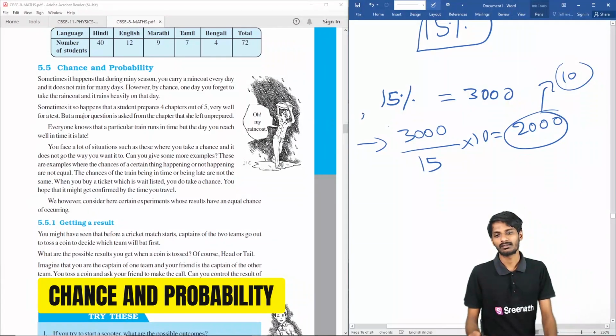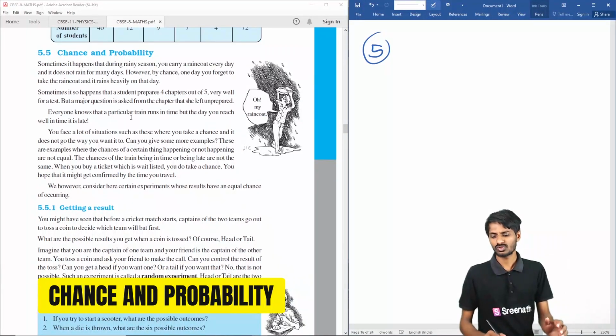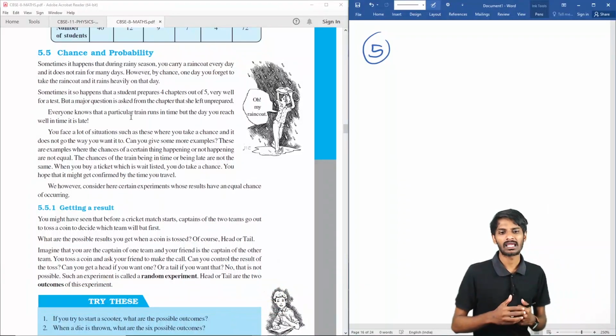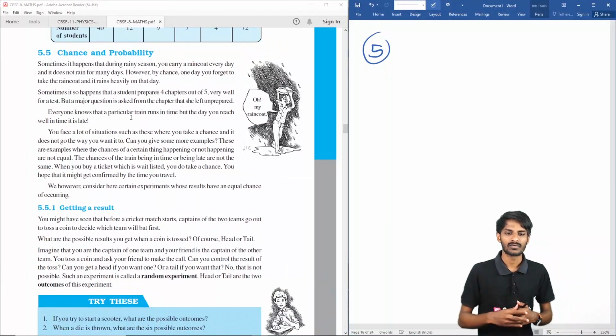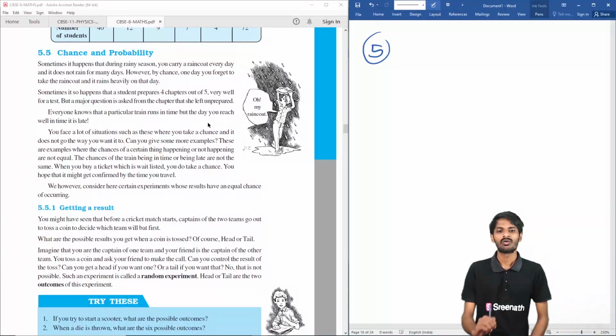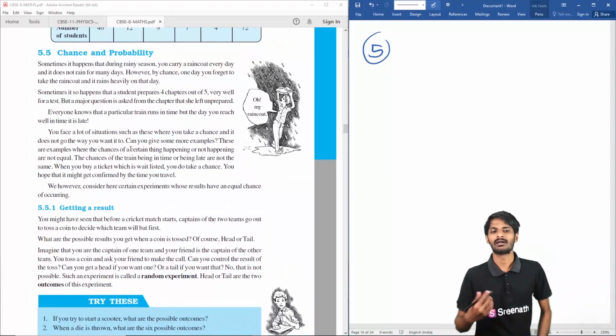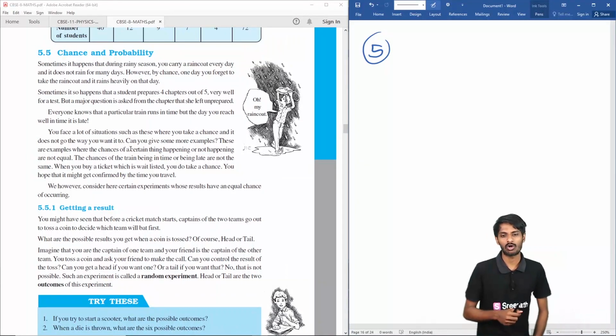Chance and probability. This is an interesting topic, students. I have already told you about the rainy season. During the rainy season you carry a raincoat every day, but one day we didn't take the umbrella or raincoat.